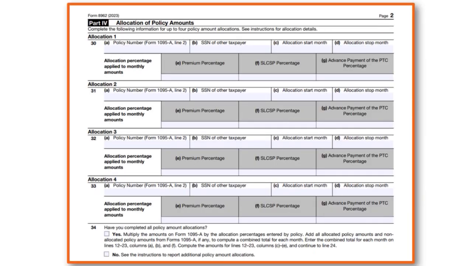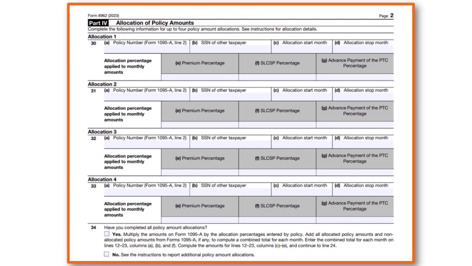I want to talk to you about part 4 now. Part 4 is concerned with the allocation of policy amounts. This is a supplementary data set. We are speaking about allocation 1, 2, 3, 4. If there are more, you're going to have to indicate that on a separate sheet. But this basically tells you about the allocation percentage applied to monthly amounts. This is important to calculate your premium tax credit.